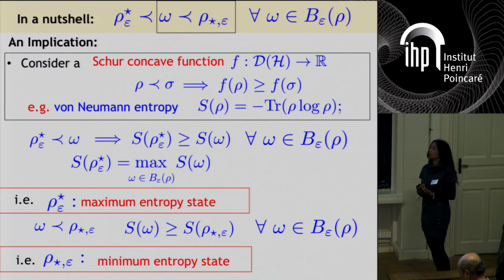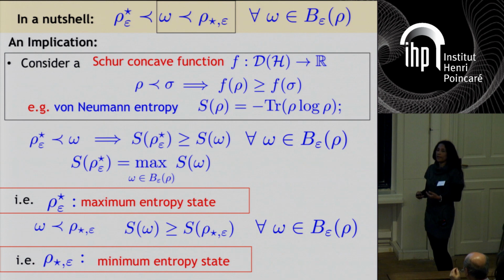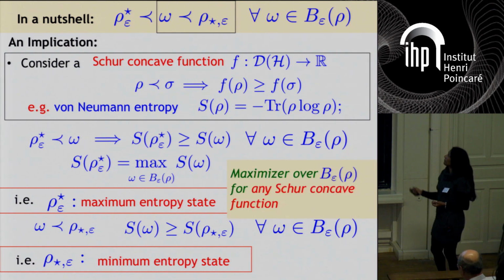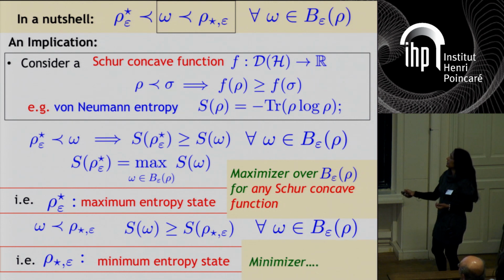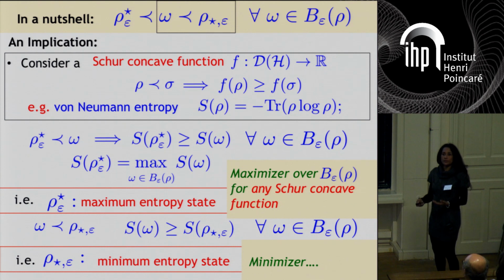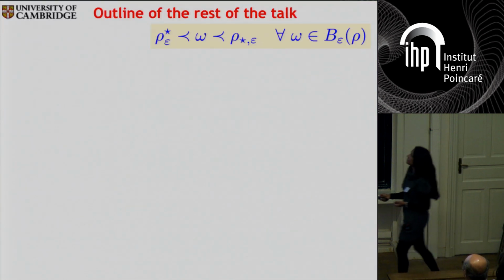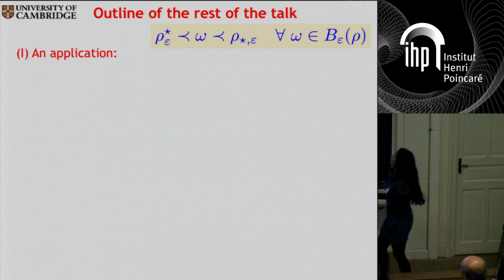And this is not just a question of being a maximizer and the minimizer of the von Neumann entropy, but it is a maximizer over B epsilon rho for any Schur concave function. And similarly, this is the minimizer, because the only thing we've used here is the Schur concavity of the underlying function.